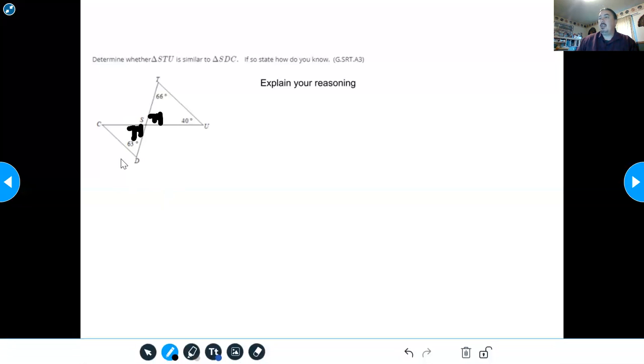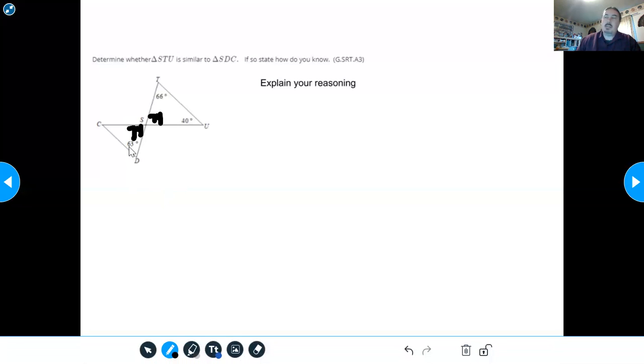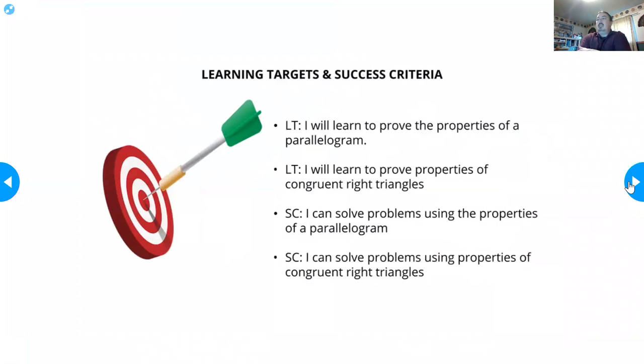Well, here's the thing. Notice this corner here is 63 degrees. Do you see 63 on the other sides? No, you don't. There's no 63 degrees anywhere else. Therefore, these two triangles are not similar. And that's how you're going to know. Be able to explain that reasoning. All right, let's move forward because we're going to get into our learning targets.